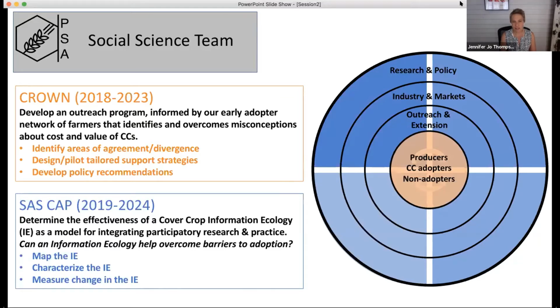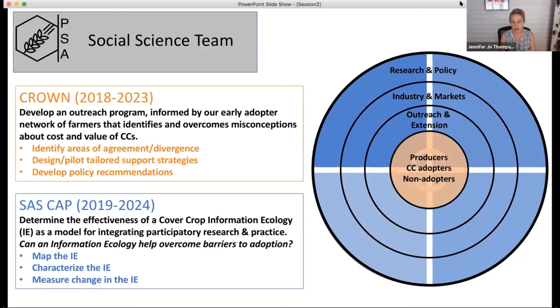So the social science piece is one that has been growing in multiple iterations of this work as this work has grown. So similar to the on-farm network, starting small and then growing outward, the same thing is true for the social science.